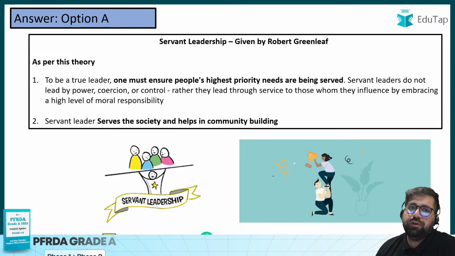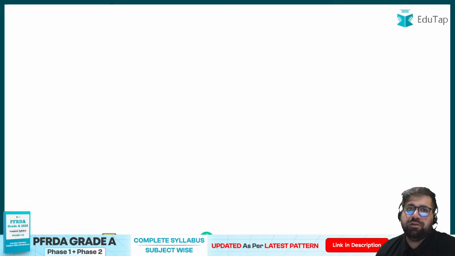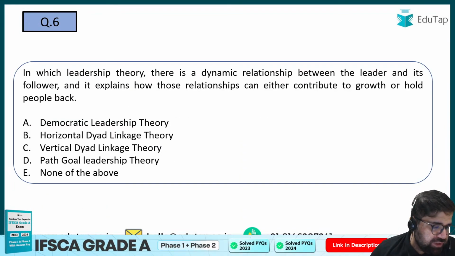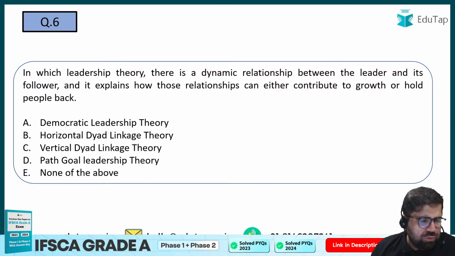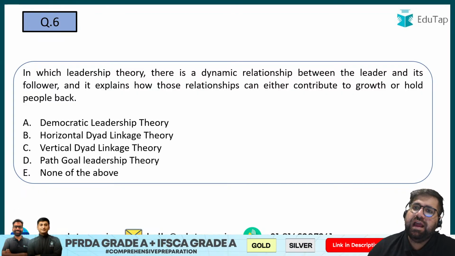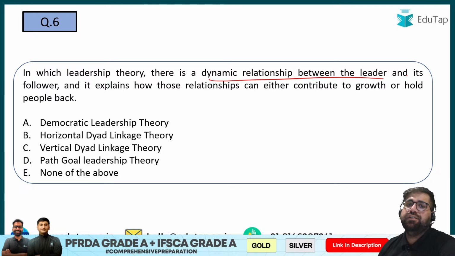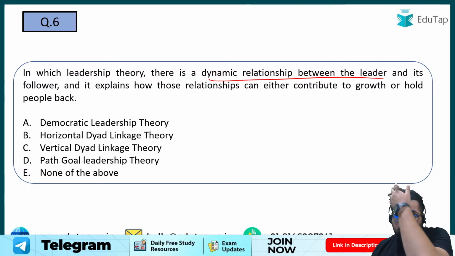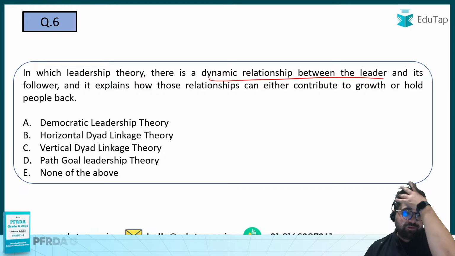Okay, moving forward to the next topic. The answer over here is servant. This I have shared with you. Now coming to question number 6. Question number 6, my friend. In which type of leadership theory is there a dynamic relationship between the leader and its follower, and it explains how those relationships can either contribute to growth or hold people back.